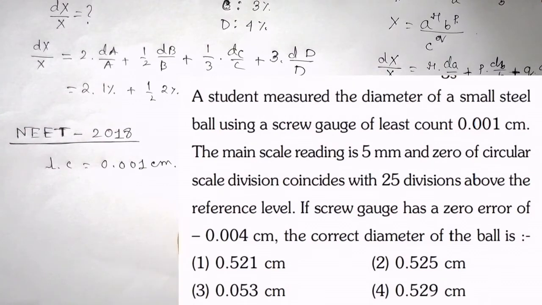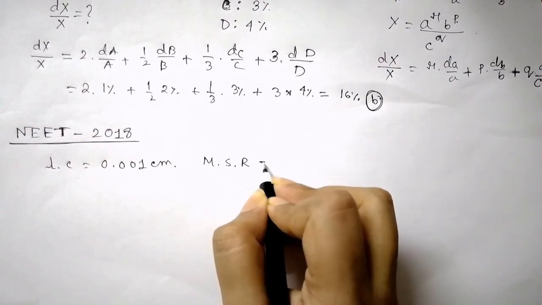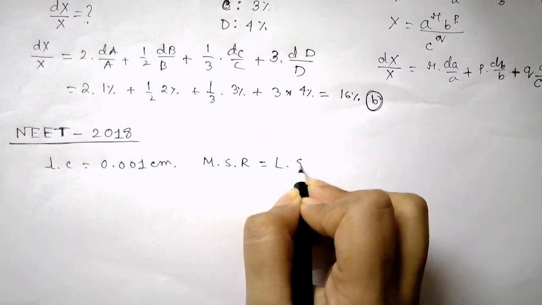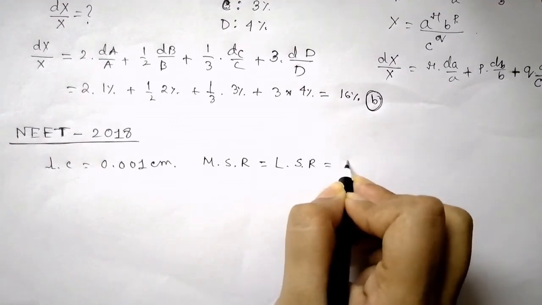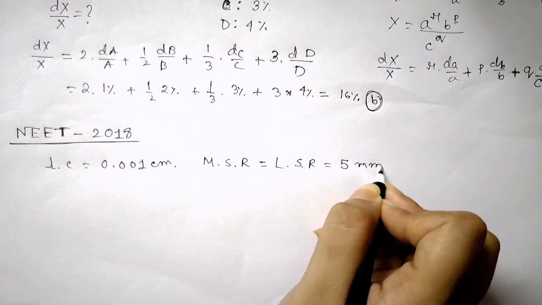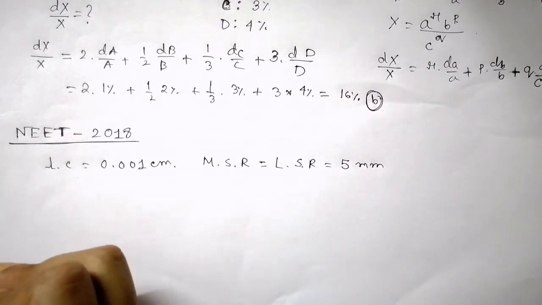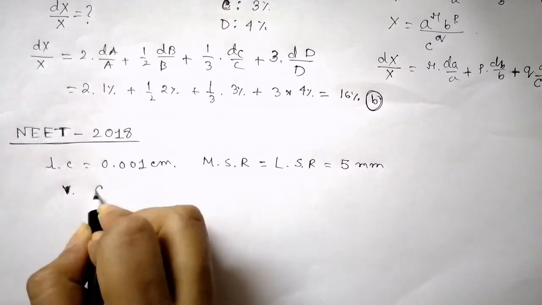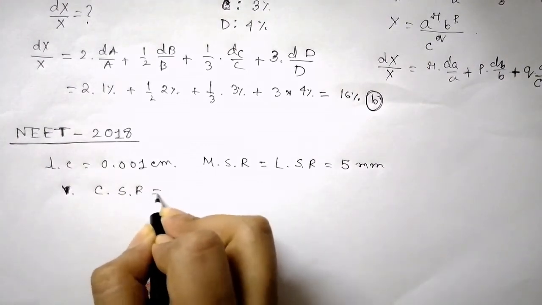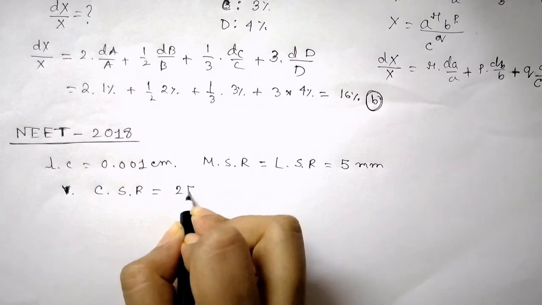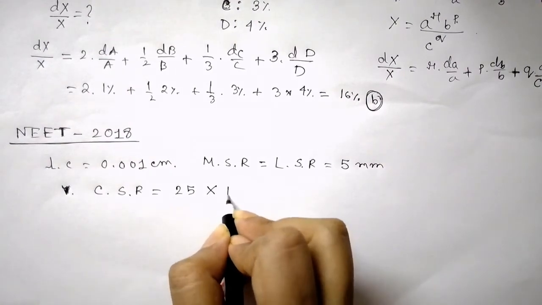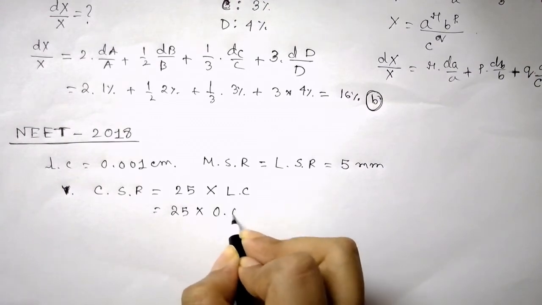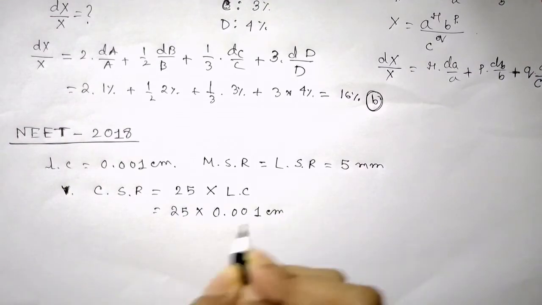So I can write main scale reading or linear scale reading. It is 5 millimeter. Okay, the 0 of circular scale division coincides with 25 division. So the circular scale reading will be the number of divisions coinciding into least count. So it will be 25 into 0.001 centimeter.